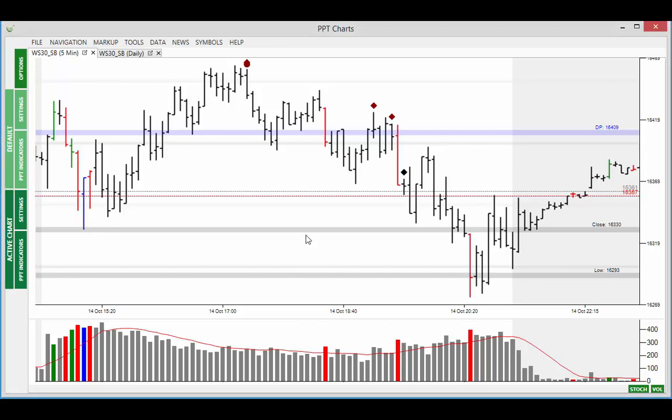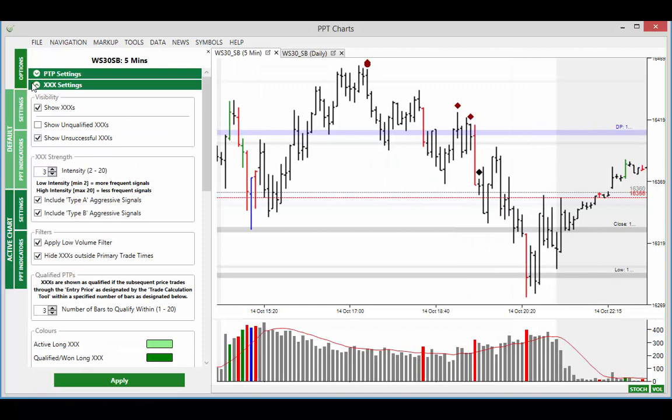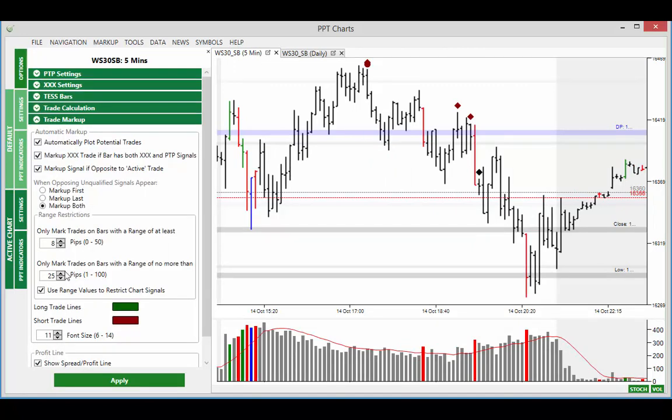And starting off with the 5-minute chart, you're probably looking at this now and saying, well, why have you got signals and I haven't? Well, what got me thinking yesterday was I received 2 emails, and both were about me not having any signals on my chart and they having a couple of signals on theirs. And I know what it was. It was down in the settings here, down in the trade markup, and it's to do with only markup trades on bars with a range of no more than, and this is generally set to 20. If I click apply, we just see the one signal there.